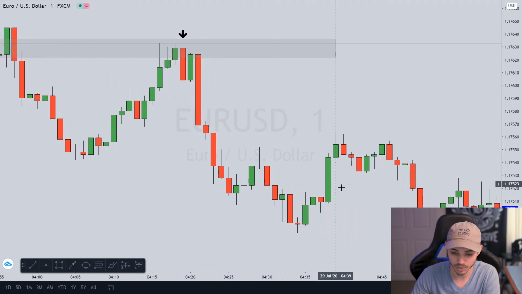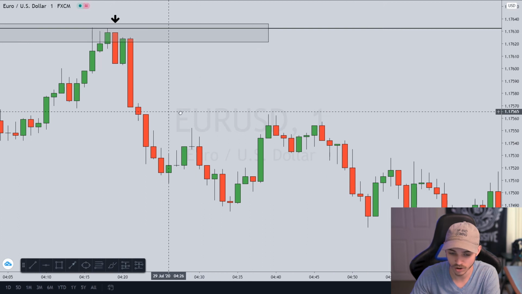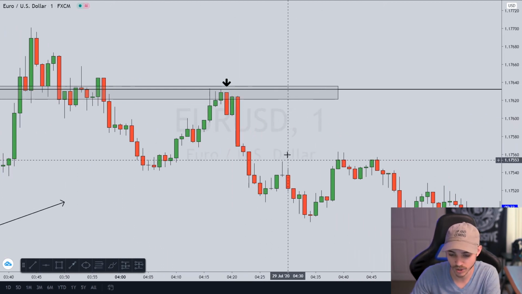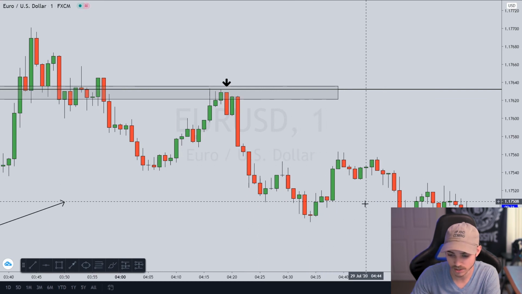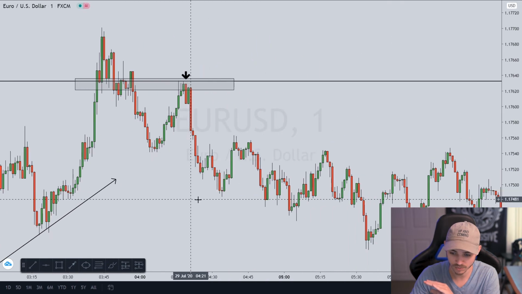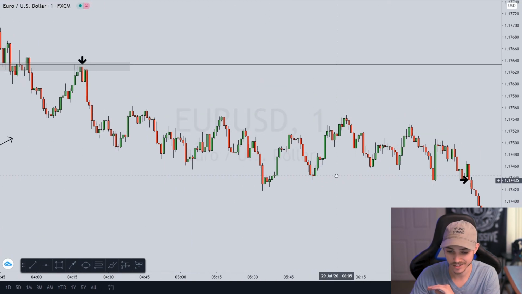And you can see how price did continue to fall. And even as price falls, you can see that people are trying to push price up with these wicks, but price continues to keep falling. So that was the first trade that I took. Very, very simple. And the second trade is exactly the same.